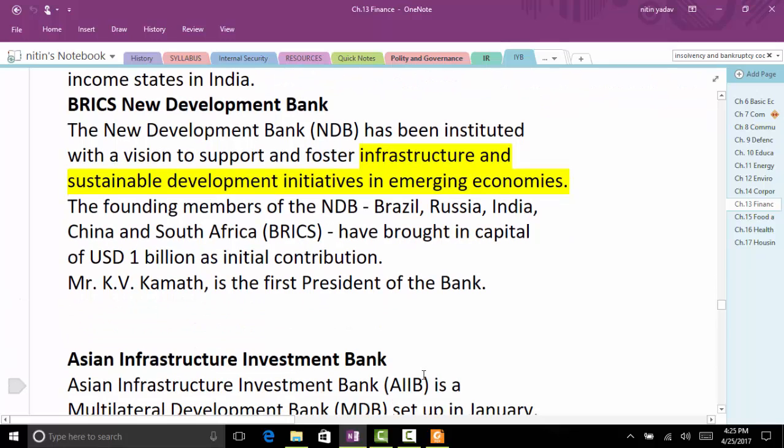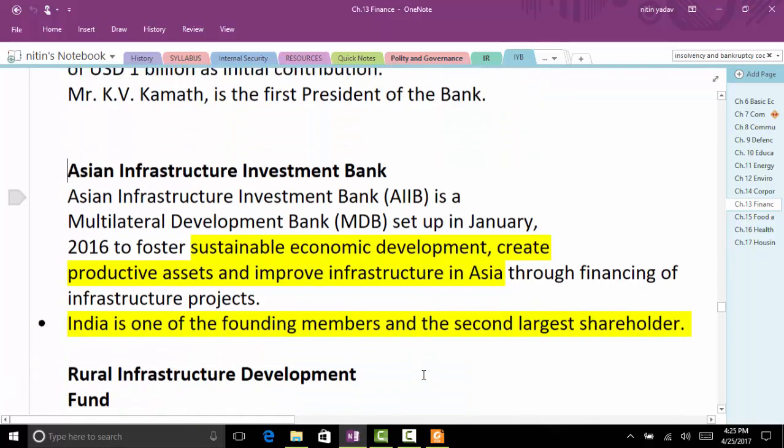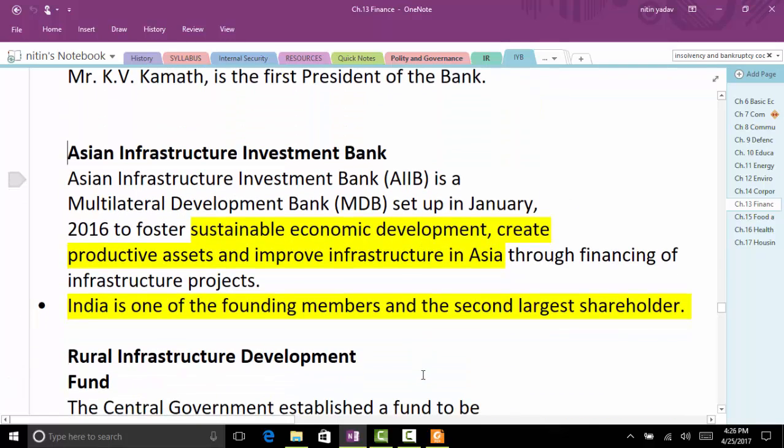The purpose: infrastructure and sustainable development financing. Asian Infrastructure Investment Bank, the name itself signifies it. India is one of the founding members. So initially, what about AIIB? Every other country, basically the US and US-led countries, denied initially to join AIIB. But leaving aside the US and Japan, every other country came in and joined AIIB as a founding member. So that shows the increasing clout of China, right?